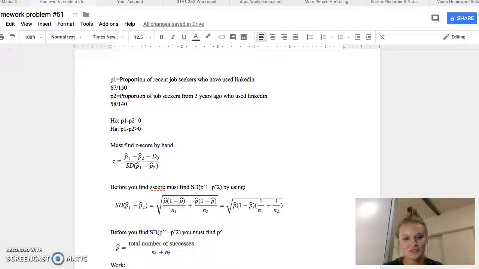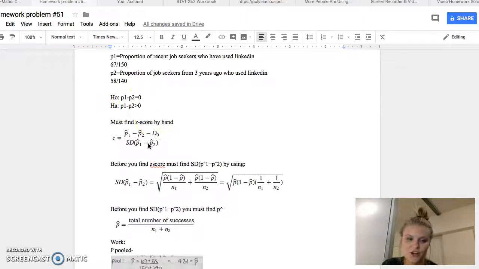Hi class, so I had problem number 51 to do. P1 was the proportion of recent job seekers who have used LinkedIn, and P2 was the proportion of job seekers from 3 years ago who used LinkedIn. In this problem, we're comparing to see if P2 is greater than P1. Therefore, our null hypothesis is P1 minus P2 equals 0, and our alternative is P1 minus P2 is greater than 0.